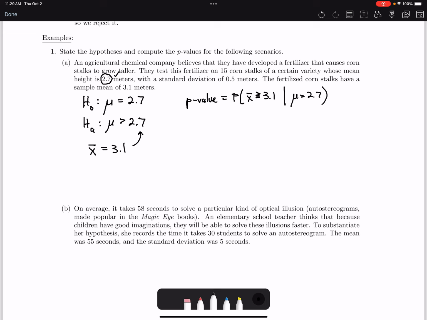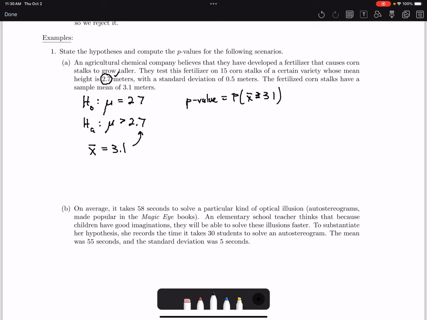And once again, we've seen these kinds of probabilities before. We usually didn't write down the conditional part of the probability. Usually we just wrote them down this way, right? But we know how to compute these. We know that X bar is normally distributed, so we can use the normal calculator to compute this probability, provided that we know what the population standard deviation was. And in this case, I think we do know that, right?